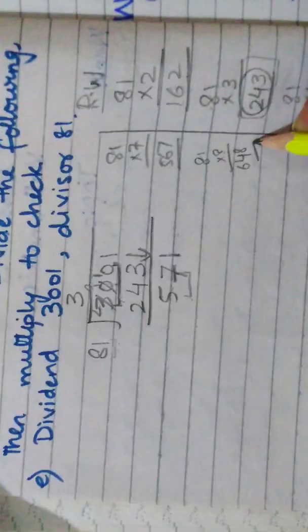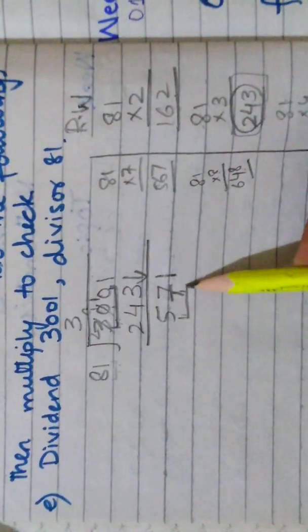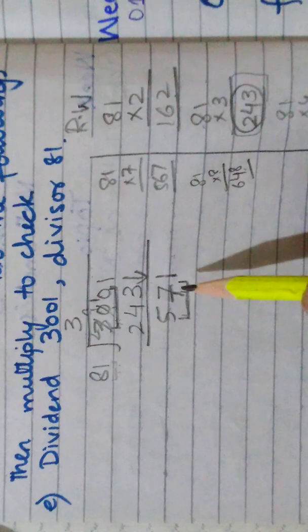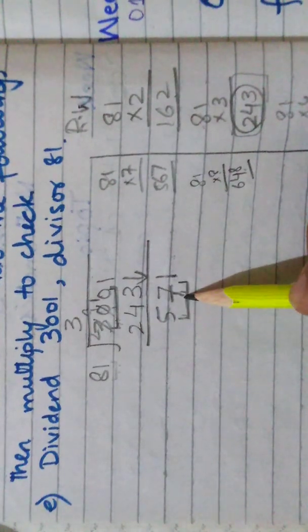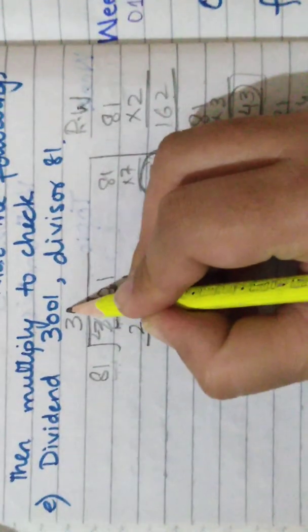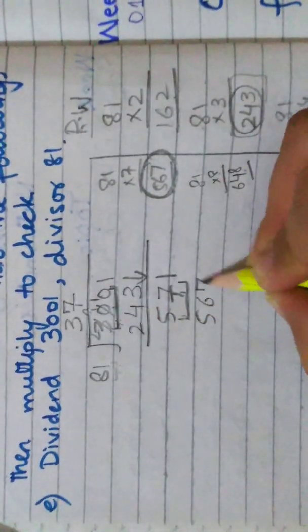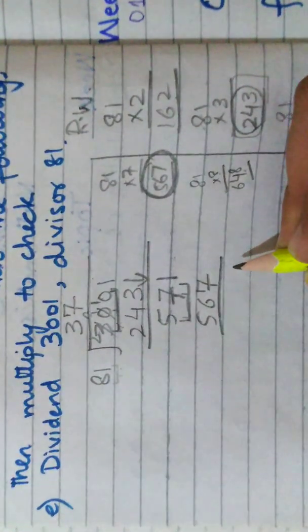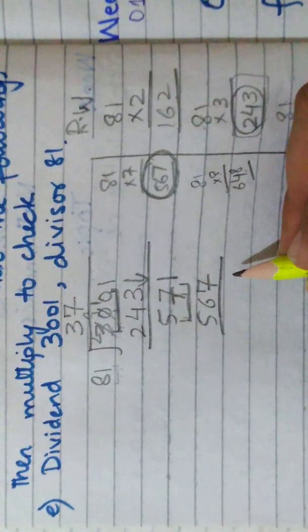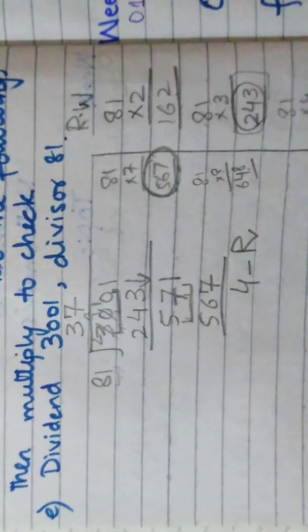Now here you can see that 648 is greater than 571, where the value which is nearer to 571 is 567. So we will take 81 sevens are 567. When we will subtract 567 from 571, our answer will be 4, which is our remainder.